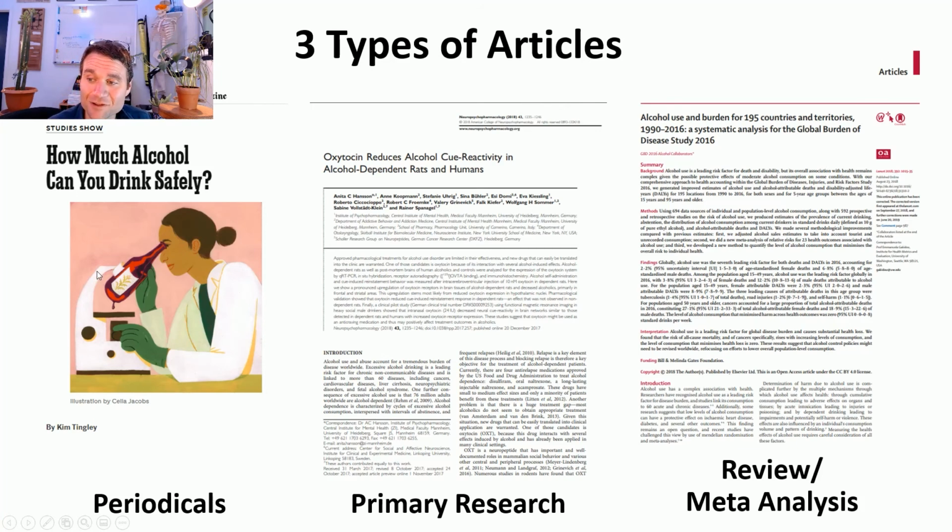But scientific research articles almost never come with catchy titles or lovely pastel-colored illustrations. They're usually a lot more complicated and less eye-catching. So this periodical is not referencing this paper, but they're on somewhat similar topics, so that's why I put them next to each other. Oxytocin reduces alcohol cue reactivity in alcohol-dependent rats and humans.